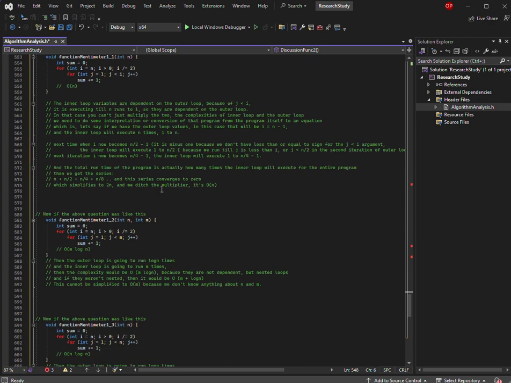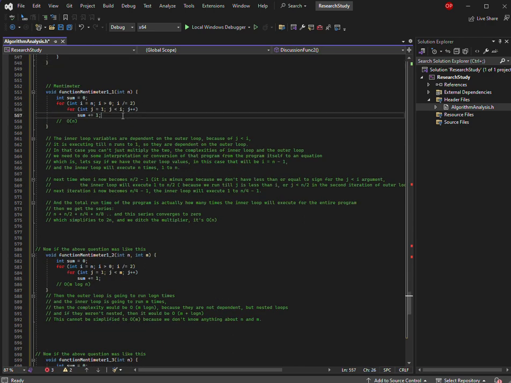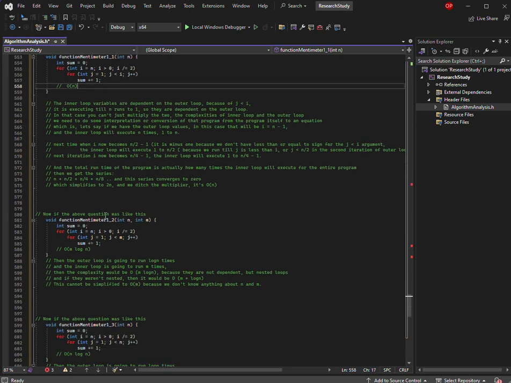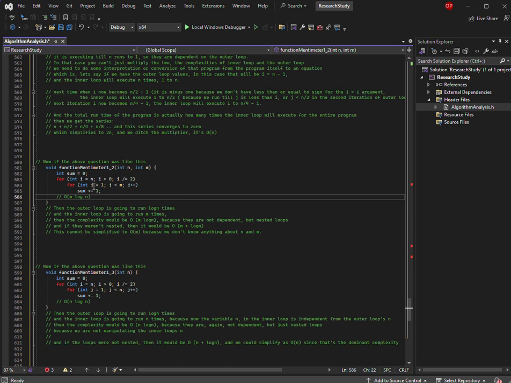So if that function was something like this here, if this was dependent on the i, then it would be O(n). But here, let's say we had a variable n and an input size m, and the inner loop is dependent on m and the outer loop is dependent on n, then this would be an m log n. And we can't simplify these, the complexity is m log n, because they're not dependent, and they're nested loops.